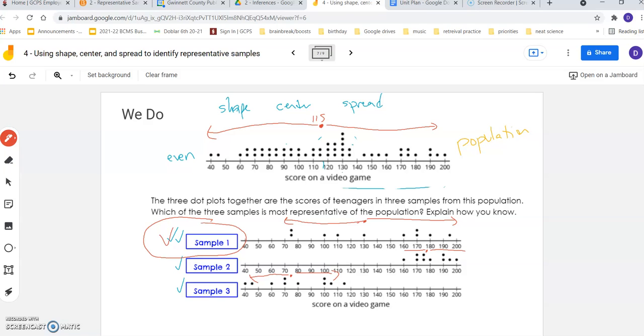Y'all, I hope this helps you look at a sample on a line plot and tell whether or not it is a good representation of the entire population. If not, please go give this a second look. I promise it'll help. And other than that, I can't wait to see you tomorrow.